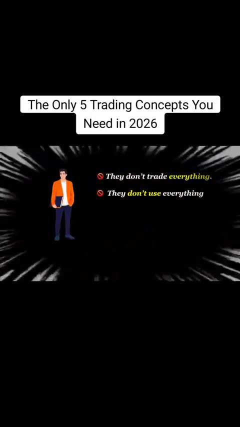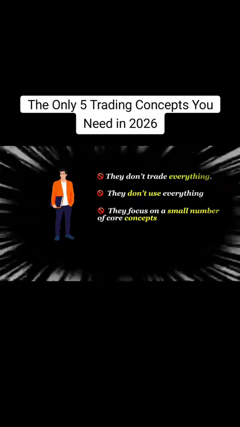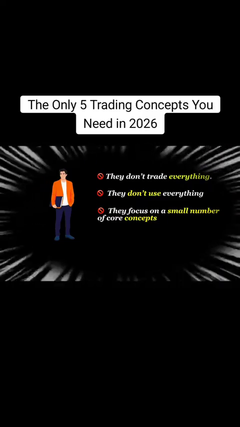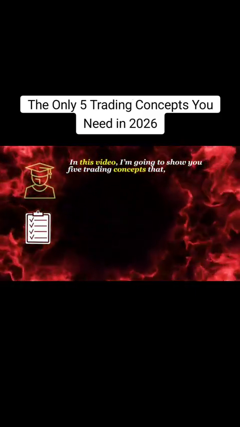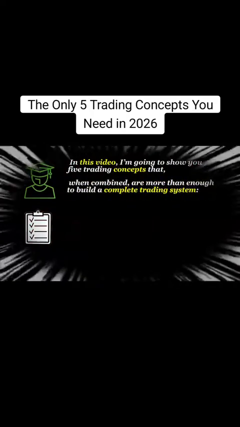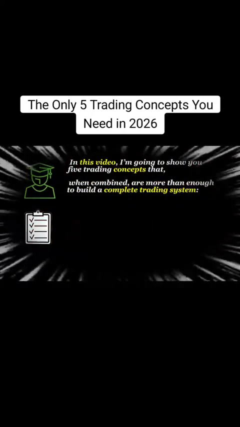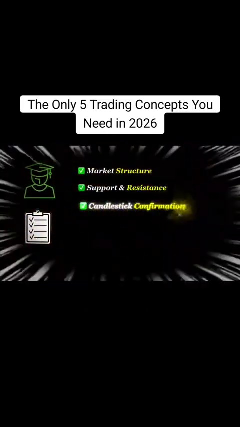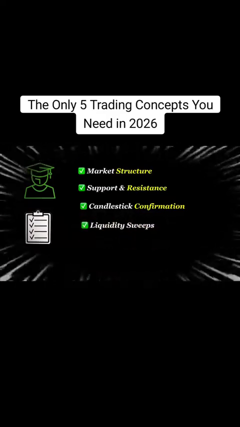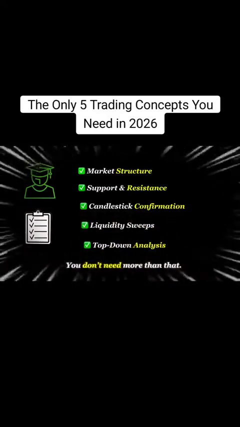They simplify. They don't trade everything. They don't use everything. They focus on a small number of core concepts and apply them again and again. That's exactly what this video is about. In this video, I'm going to show you 5 trading concepts that, when combined, are more than enough to build a complete trading system: market structure, support and resistance, candlestick confirmation, liquidity sweeps, top-down analysis. You don't need more than that.